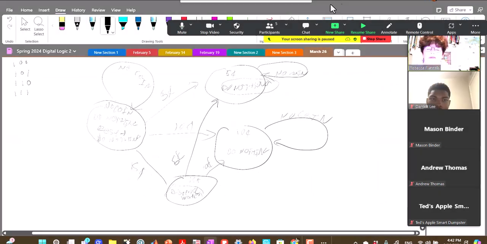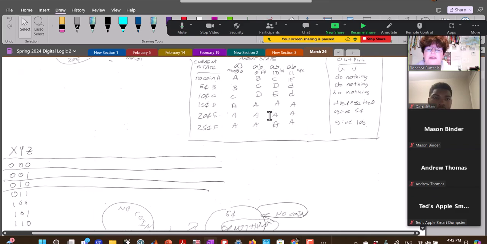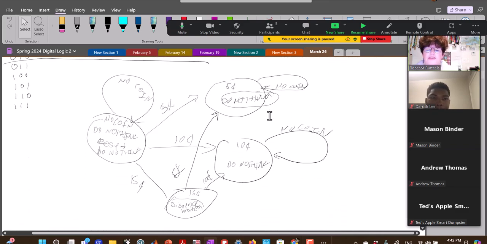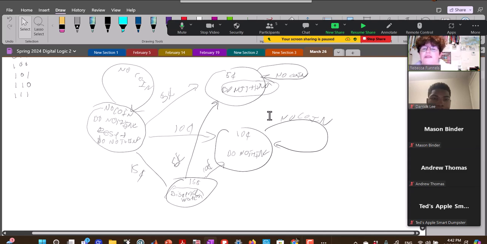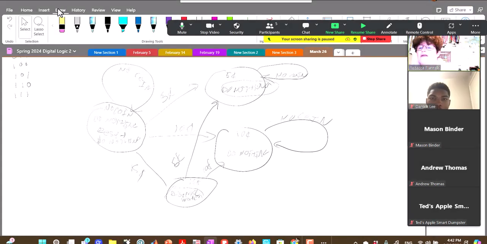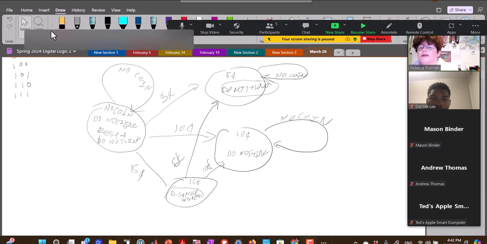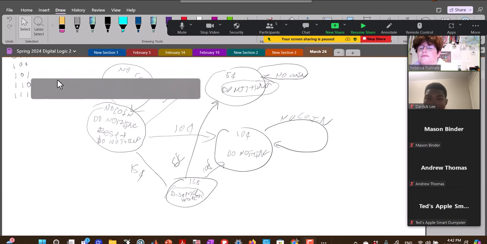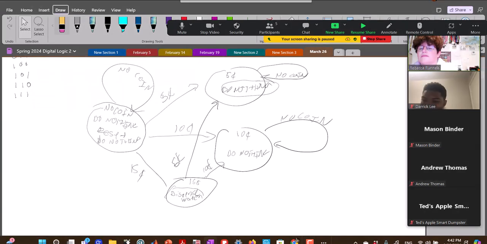I messed up because I didn't read the directions. The directions said you can receive 5, 10, or 25. You can't receive 15 unless you have a 15 cent piece in your pocket. You can't receive 15 cents. So let me go back and change that. Let me change this one altogether.